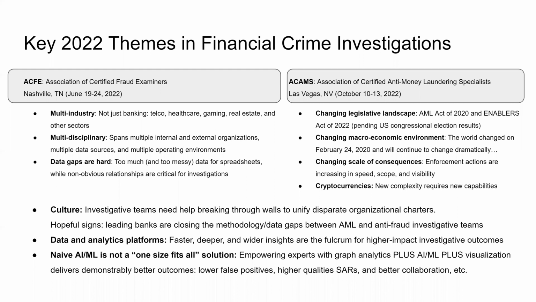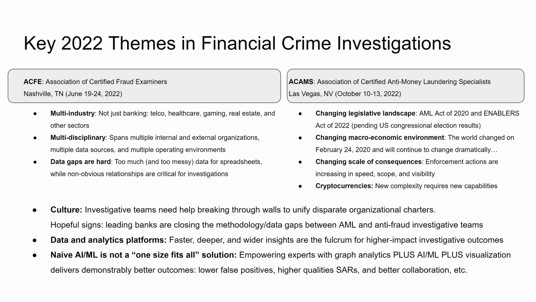I think there are three themes that span both sets of conversations we had. One, the culture is a big challenge. It's not just technology, it's not just process, but it's also how people work together in these investigative teams. And one of the things that struck me was that we have leading banks that are closing the gaps between methodology and data between their AML and anti-fraud investigative teams. They're cross-training, leveraging common data platforms and common analytics practices. And what they're seeing is that, especially in the context of graph analytics, faster, deeper, and wider insights are the fulcrum for much, much better outcomes.